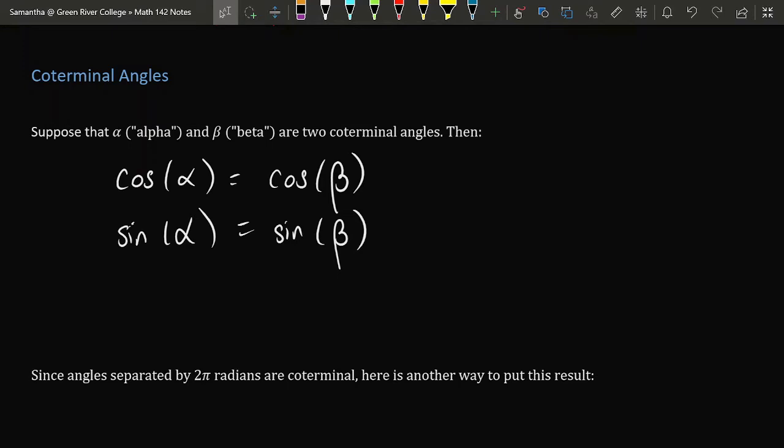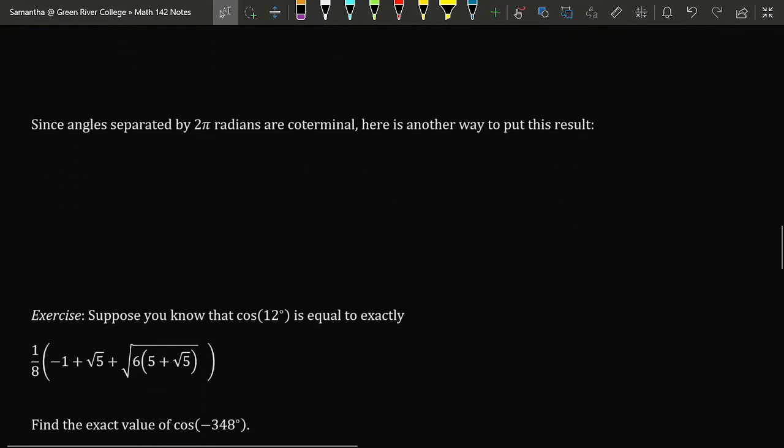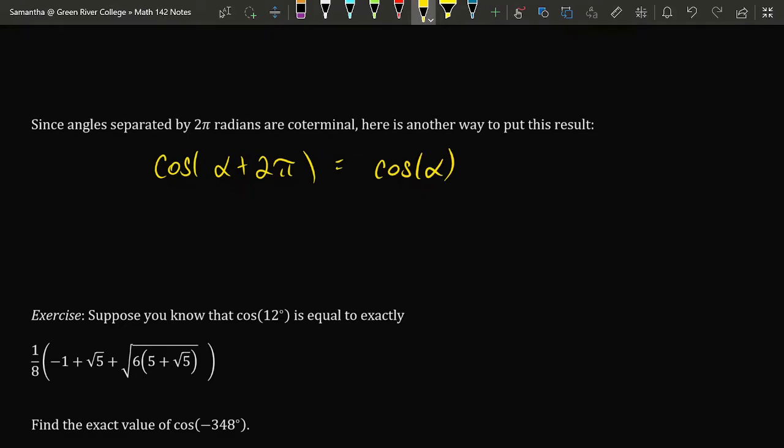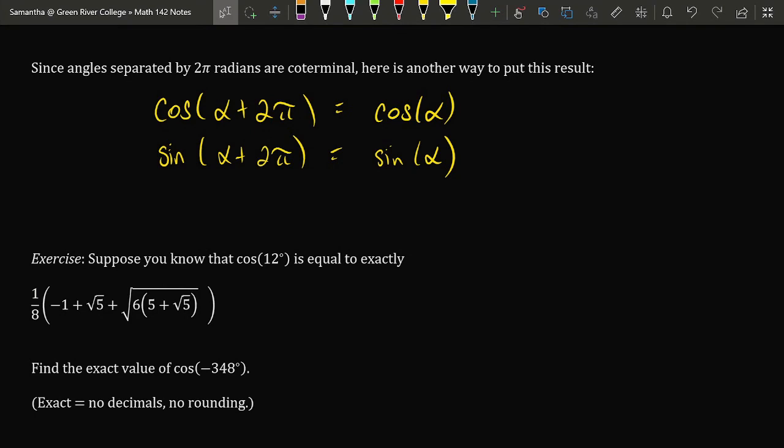Now, because angles that are separated by 2 pi radians are coterminal, this is another way to put the result above. I could say that cosine of alpha plus 2 pi is the same thing as just cosine of alpha. If you increase an angle by 2 pi radians, then you're basically doing a full 360 and coming right back to where you started. Same thing is true for sine. Sine of alpha plus 2 pi is equal to just sine of alpha. Nothing changes if you go one full revolution.